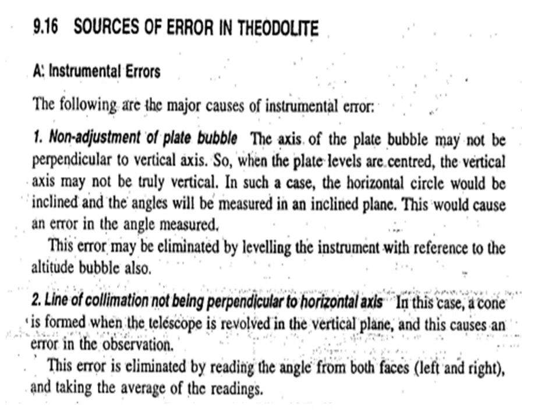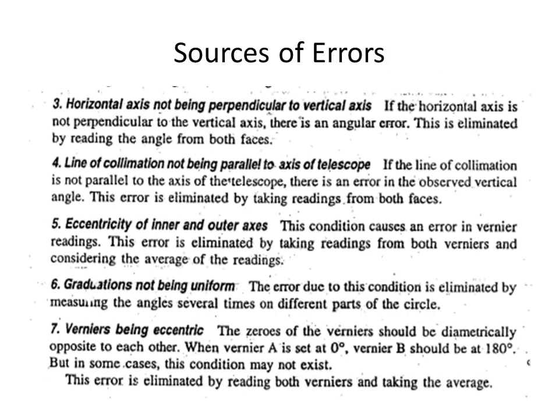Then the second source of error is line of collimation not being perpendicular to the horizontal axis. In this case, a cone is formed when the telescope is revolved in the vertical plane, and this causes an error in the observation. This error is eliminated by reading the angle from both faces and taking the average of the readings. Then the third source of error is horizontal axis not being perpendicular to the vertical axis. If the horizontal axis is not perpendicular to the vertical axis, there is an angular error. This is eliminated by reading the angle from both faces, that is face left and face right.